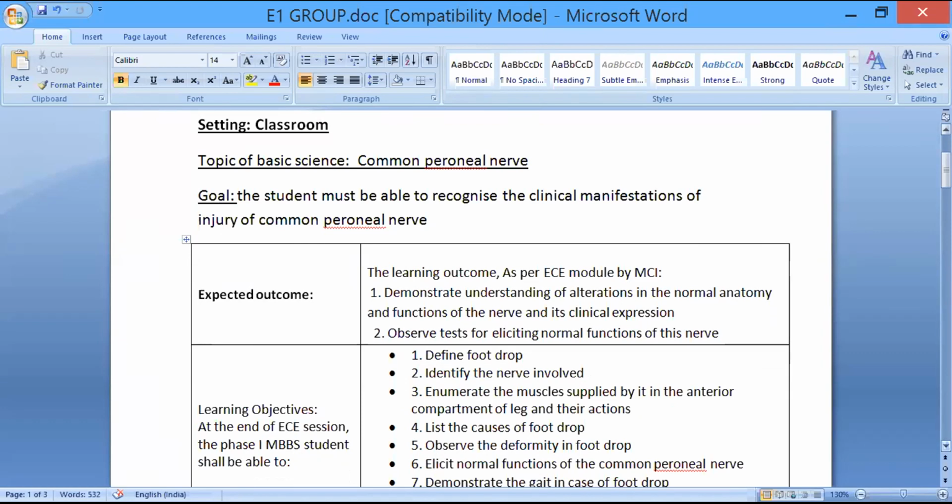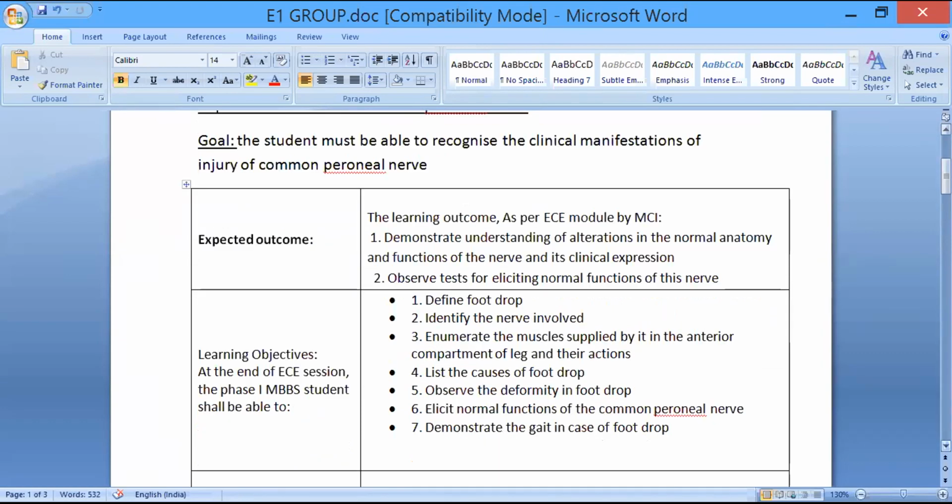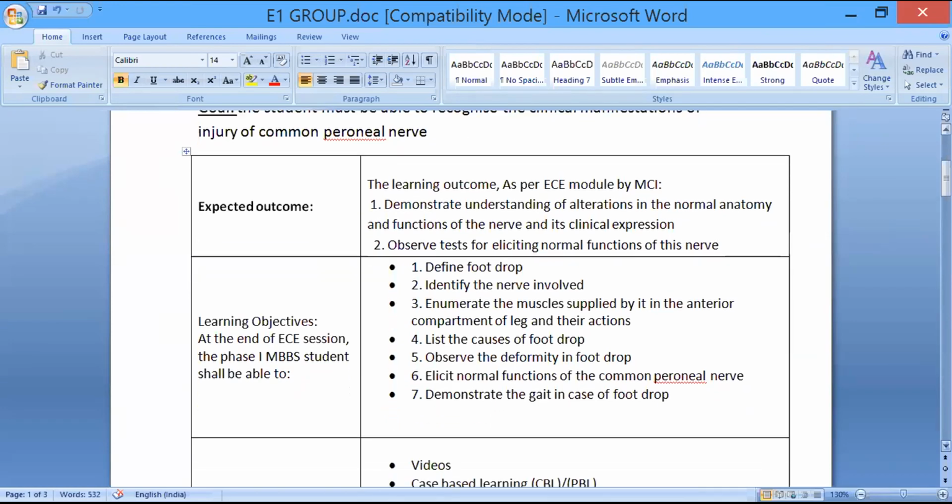So the learning objectives we framed: at the end of the ECE session, the phase 1 MBBS student shall be able to define foot drop, identify the nerve involved, enumerate the muscles supplied by it in the anterior compartment of leg and their actions, list the causes of foot drop, observe the deformity in the foot drop, elicit normal functions of the common peroneal nerve, and demonstrate the gait in case of foot drop.